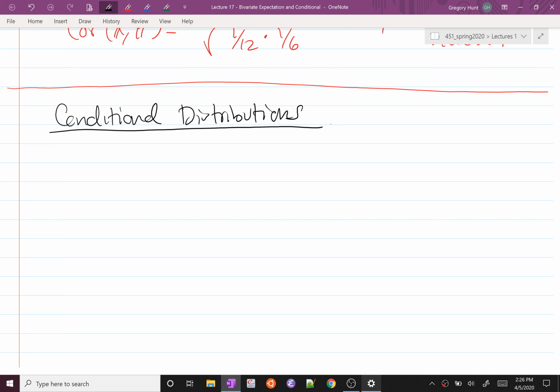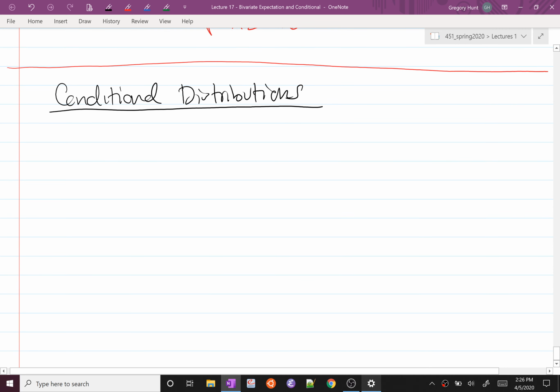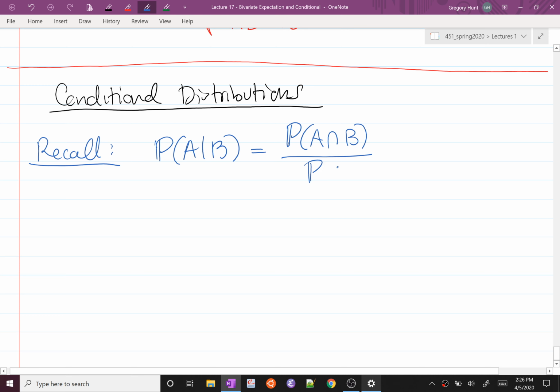So recall that for events, way back when we talked about events, we could calculate, say, the probability of A given B, and it was the probability of A intersect B over the probability of B, right?